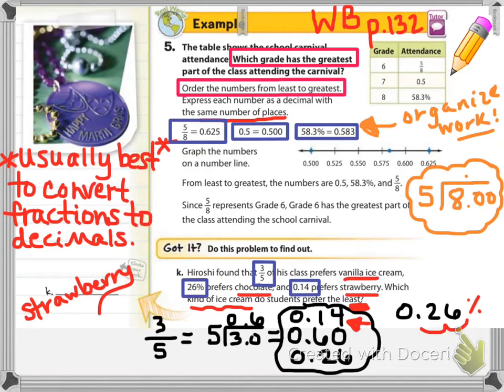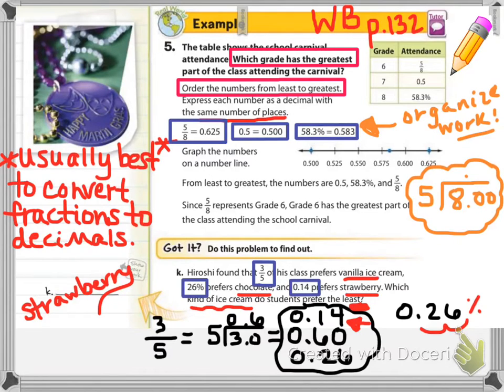Okay, you can see my work here, but we did have to pull out the three numbers. 3/5 likes vanilla, 26% likes chocolate, and 14/100 prefer strawberry. The question is, which ice cream do students prefer the least? So we need the smallest number. Okay, 26%, you can see is easily changed to 0.26 using the pedal and the dipper method. I'm changing a percent to a decimal, so I'm going to pedal to the left 2 times.